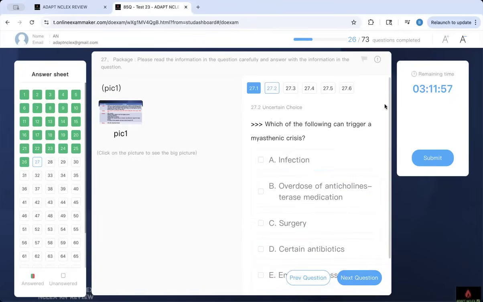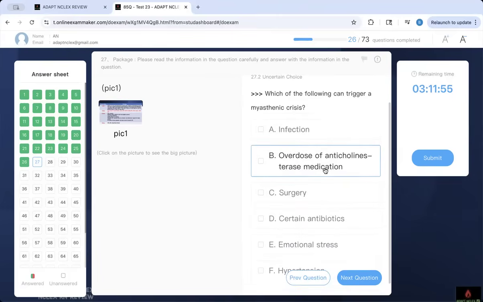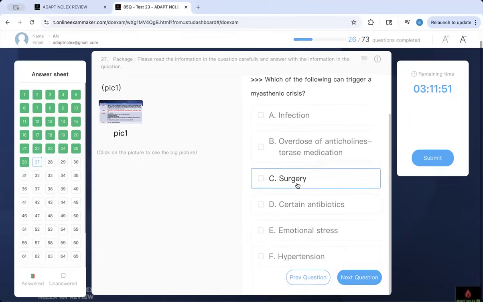Which of the following can trigger the problem, myasthenic crisis? Is it infection, overdose of anticholinergic medication? Is it surgery? Is it certain antibiotics, emotional stress, or hypertension? What usually causes that?